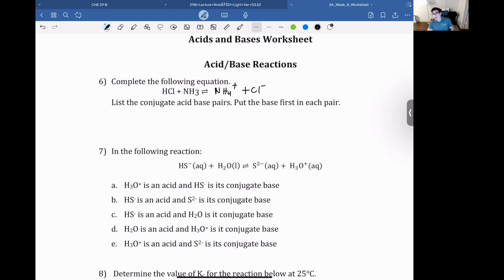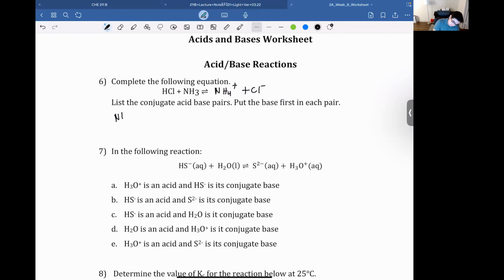Also note the charges. The total charge on the right is 0. You have a plus and a minus. Total charge on the left is 0. That should always be true. You have to conserve your charges. Then it says list the conjugate acid and base pairs. Put the base first in each pair.